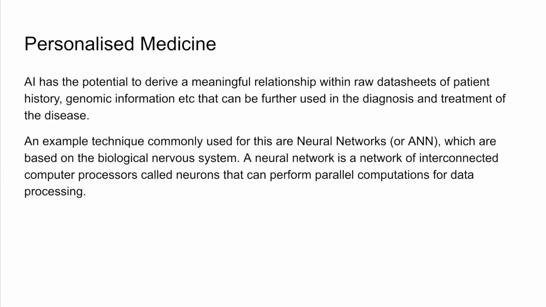AI has the potential to derive a meaningful relationship within raw data sheets of patient history, lifestyle, gene expression, and more, which can be used in the diagnosis and treatment of a disease. The way this is usually done is using neural networks, which are based on the biological nervous system. A neural network is a group of interconnected computer processors called neurons, which perform parallel computations for data processing.